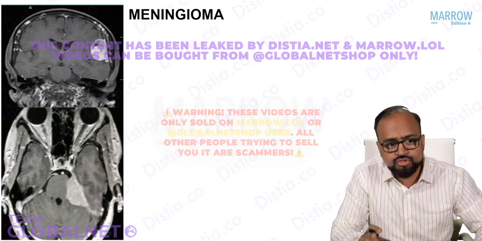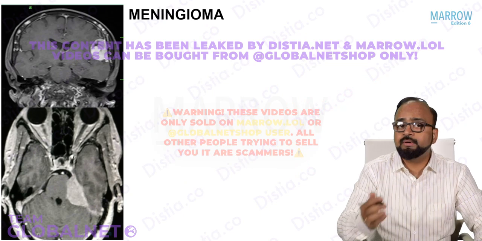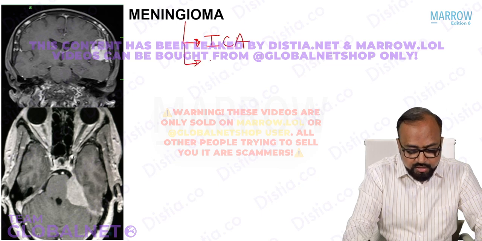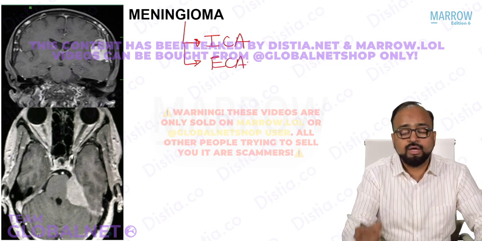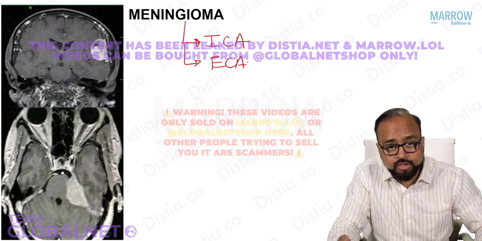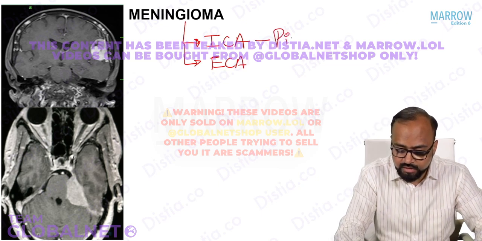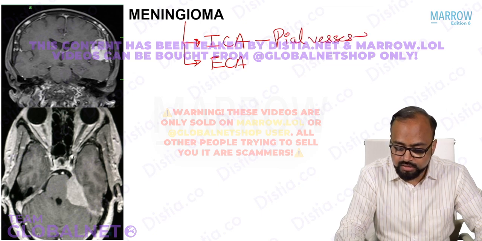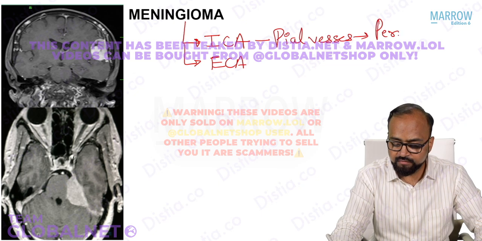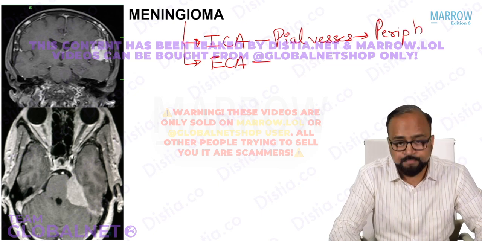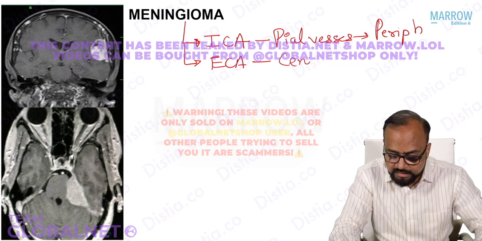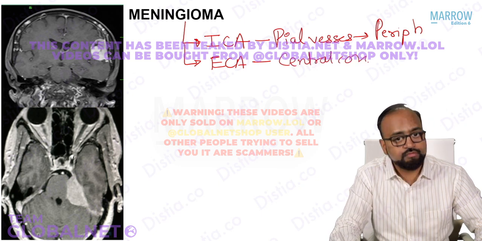Few more associations with meningioma include their blood supply. Remember, a meningioma is supplied by both the vessels of internal carotid artery as well as external carotid artery. What branches of internal carotid artery? These are the pial vessels, right? That supplies the pia mater. The pial vessels usually supply the peripheral portions of meningioma, whereas the branches coming from middle meningeal arteries supply the central core of the meningioma.